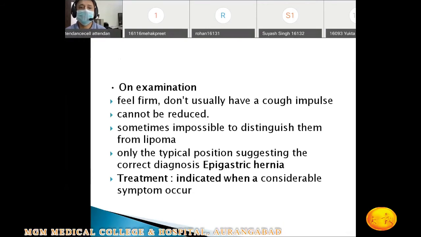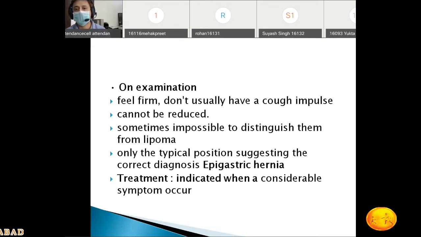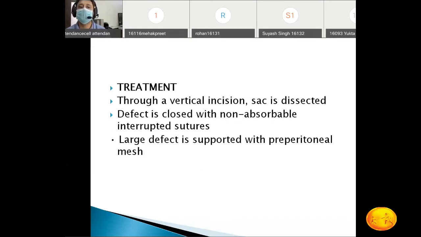On examination, they feel firm, don't usually have a cough impulse, cannot be reduced, and are sometimes impossible to distinguish from lipoma. Only the typical position suggests the correct diagnosis of epigastric hernia. Treatment is indicated when considerable symptoms occur. Treatment is through a vertical incision, and the sac is dissected. The defect is closed with non-absorbable interrupted sutures, and a large defect is supported with preperitoneal mesh repair.